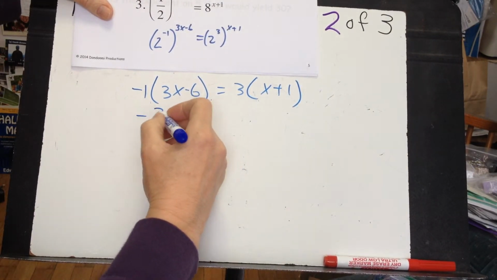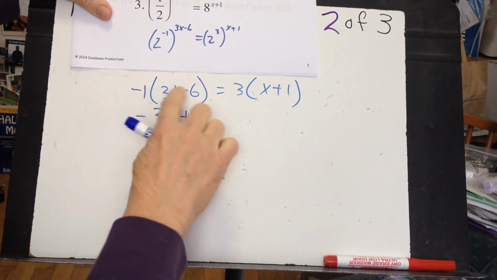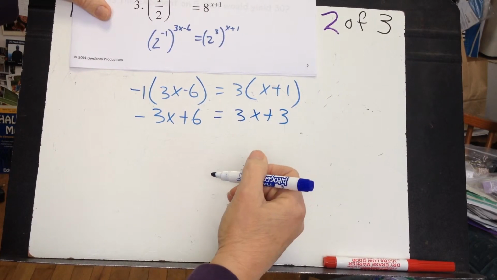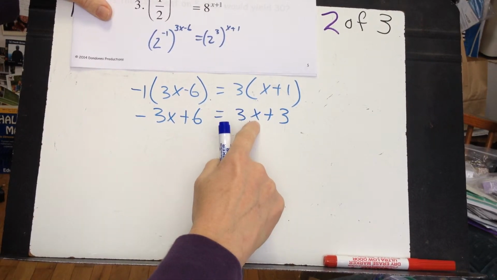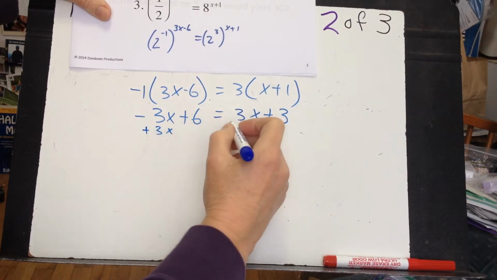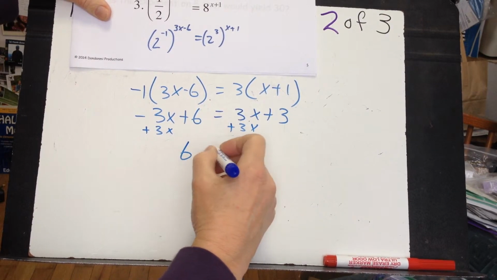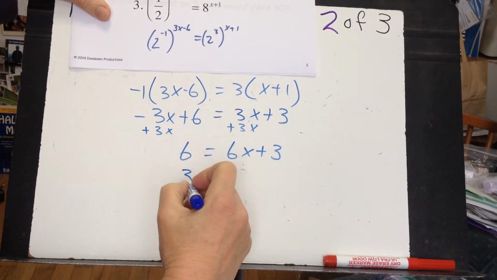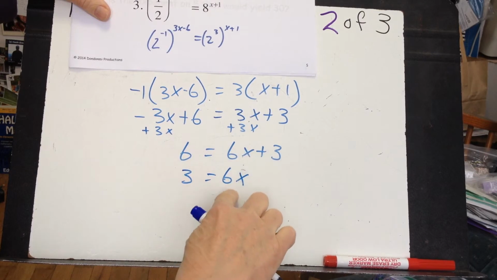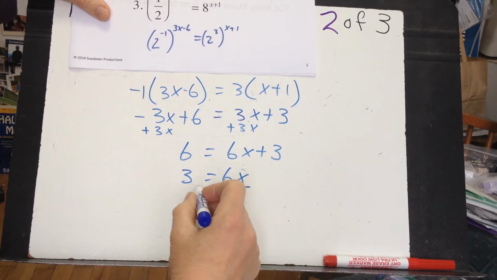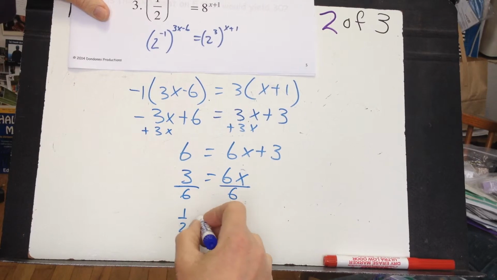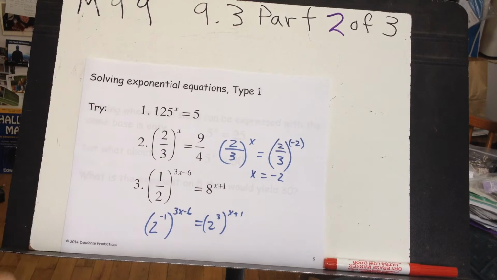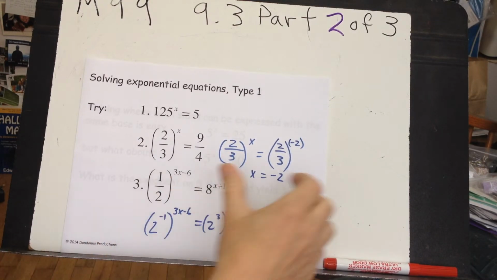Like that. Negative 3x plus 6, don't forget to distribute that negative through, equals 3x plus 3. Where do I have more x's? I have more x's over on this side, so I'm going to add 3x to both sides. So 6 is equal to 6x plus 3. Subtract the 3 from both sides. 3 is equal to 6x. Be sure to divide by the 6. So 1/2 is equal to x. Check your answer back with the original problem. You'll have to use lots of parentheses to make sure that gets done properly.